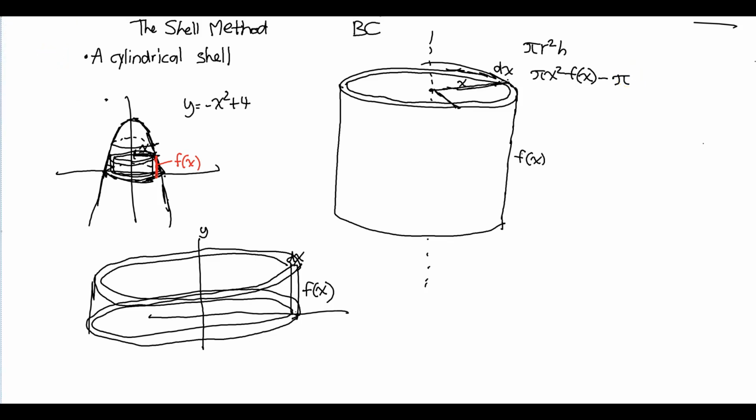Let's do that again. We're going to define x as the distance from our center to here. So this is x. The volume of our cylindrical shell will be pi times big R, x plus dx, times f of x, minus pi times x squared times f of x. The volume of the big cylinder minus the volume of the smaller cylinder inside. You can see that this forms like a cylinder on the inside.